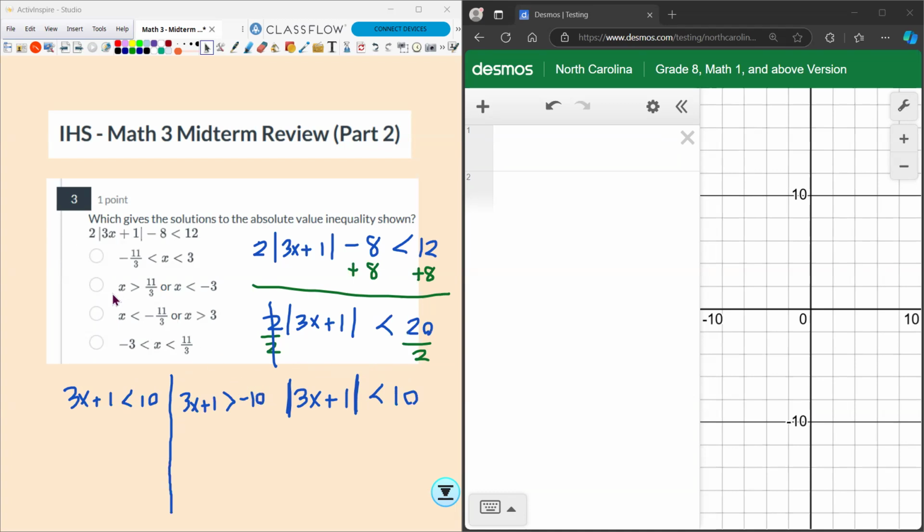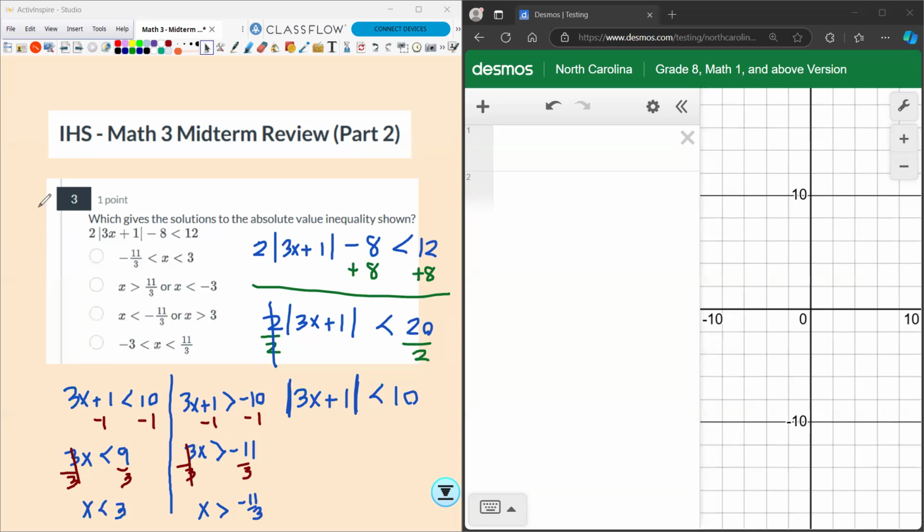So we're going to subtract both sides by 1. And you're going to get 3x is less than 9. And in this one, you're going to get 3x is greater than negative 11. Then you divide both sides by 3. So that's going to give you x is less than 3, and x is greater than negative 11 divided by 3, which we're going to leave as a fraction.